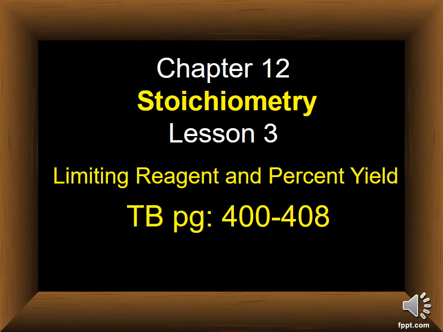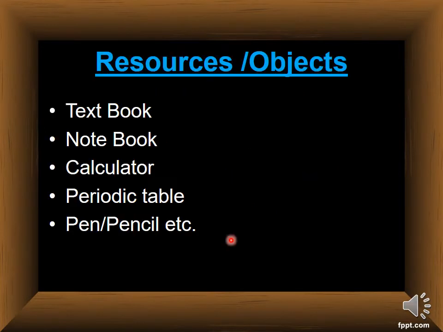Today we will discuss chapter number 12, stoichiometry, and lesson number 3, limiting reagent and percent yield. For this lesson, you should open textbook page number 400; we will discuss up to page 408. So please open your textbook page number 400. The resources you need: textbook, notebook, calculator, periodic table, pen and pencil, etc.